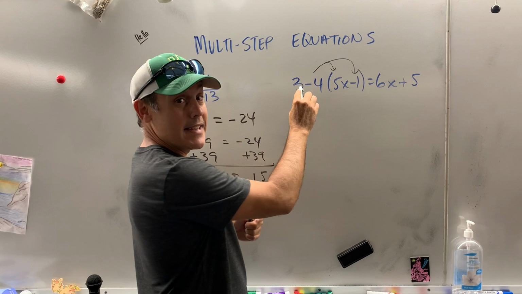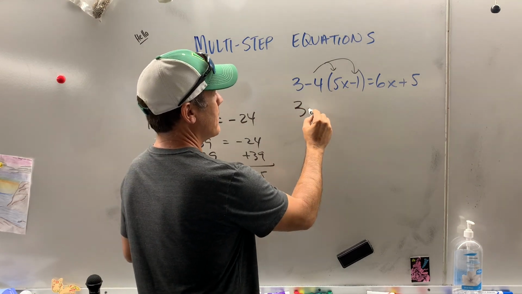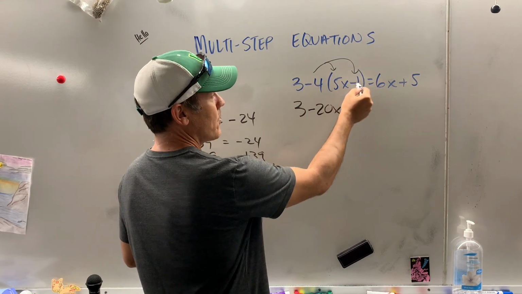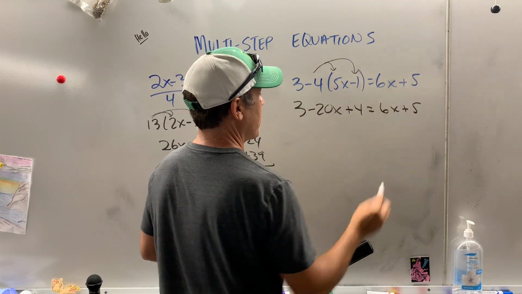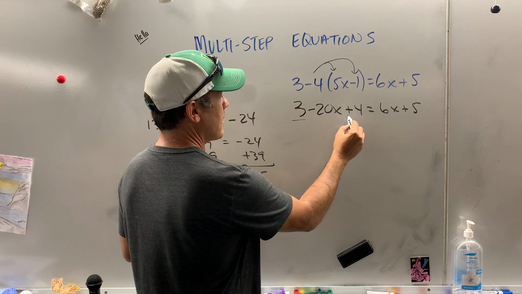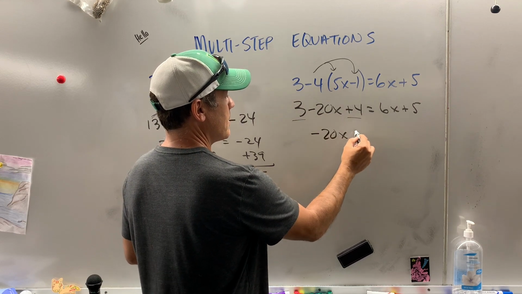Now you got to distribute the negative 4. So negative 4 times 5x is negative 20x. Negative 4 times negative 1 is 4 equals 6x plus 5. Now I'm going to combine these like terms. Okay, I'm not going to try and do a million steps at once.